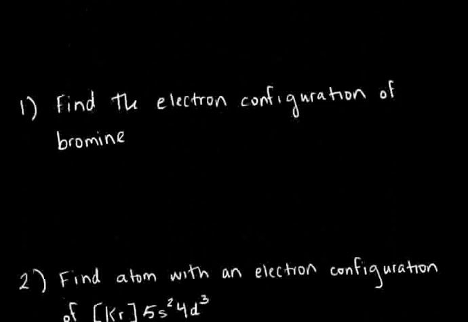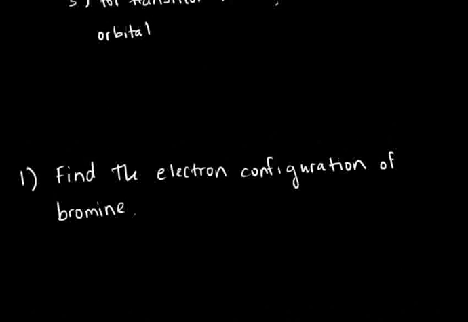So now we've got even more examples, and I want you to take a look at these on your own. So pause this video, get out your periodic table, and see if you can figure out the electron configuration of bromine.